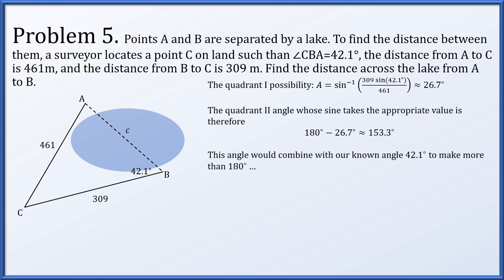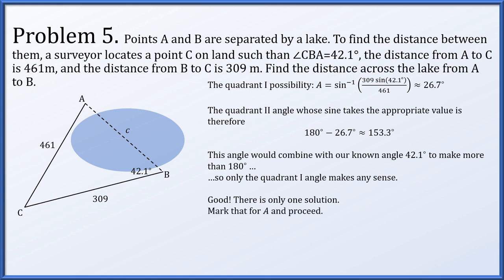However, if that were our angle A, if I was to combine it with our known angle of 42.1 degrees, we would already have more than 180 degrees. So the quadrant 2 possibility can't actually be part of a triangle. So only the quadrant 1 possibility makes any sense, which is good news. There's only one solution. We're actually going to be able to find this distance. So let's go ahead and mark 26.7 degrees for angle A, and we'll move on from there.